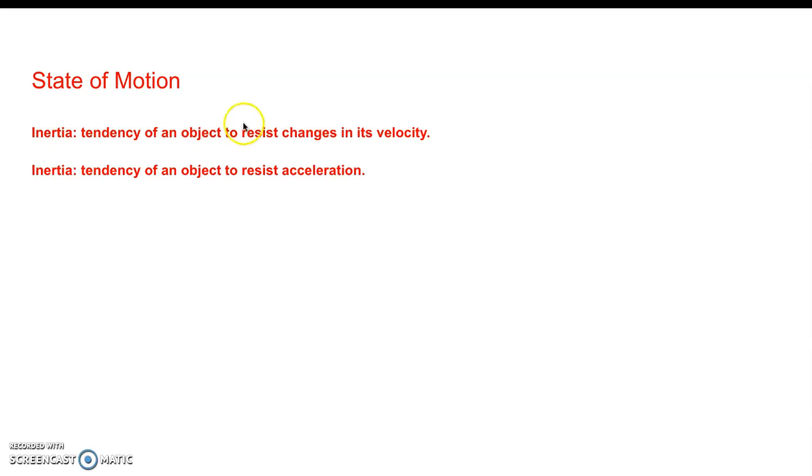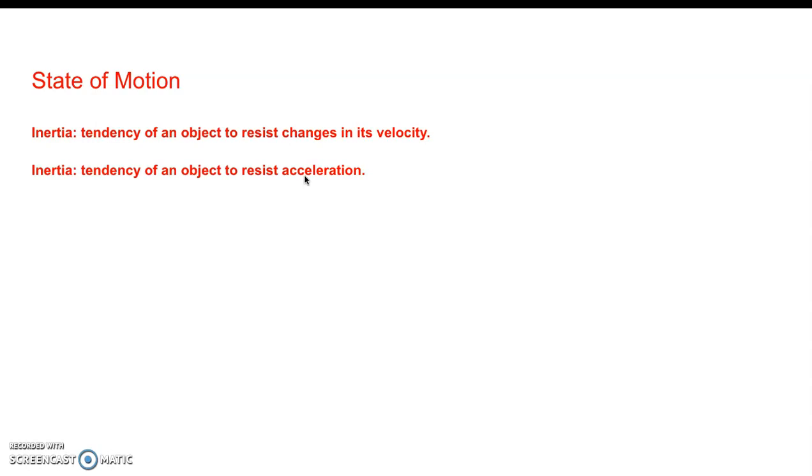Now, the word that came up yesterday was inertia. Inertia is the tendency of an object to resist changes in its velocity. So its velocity is zero, or if it's not zero and constant, either way, it will not change its velocity because of its inertia or mass. We could also say inertia is the tendency of an object to resist acceleration. If its velocity is zero or constant, it doesn't want to change, it doesn't want to accelerate.